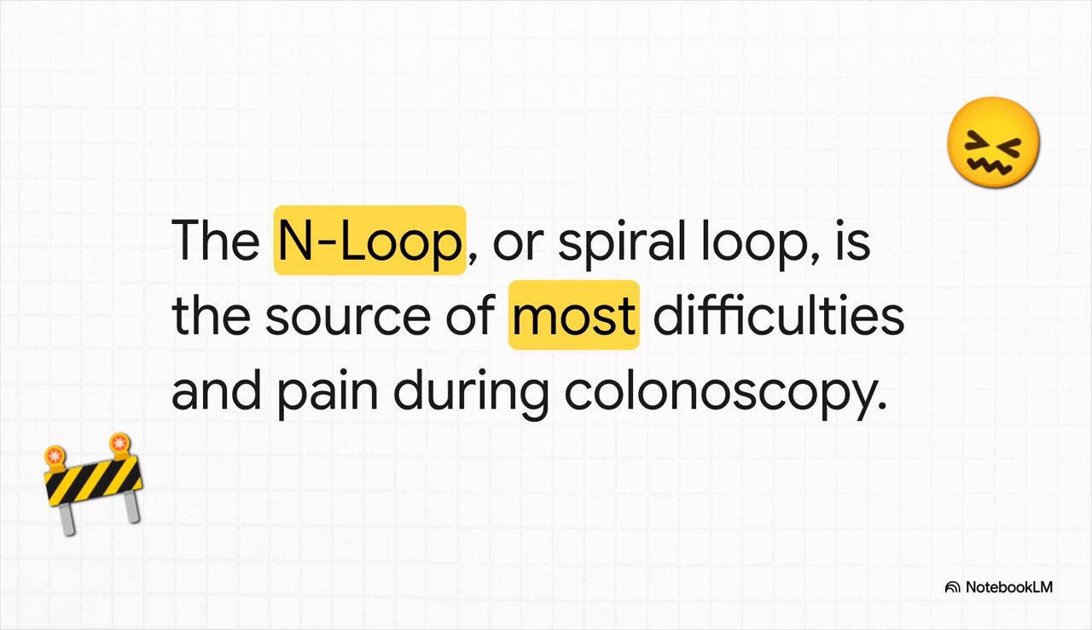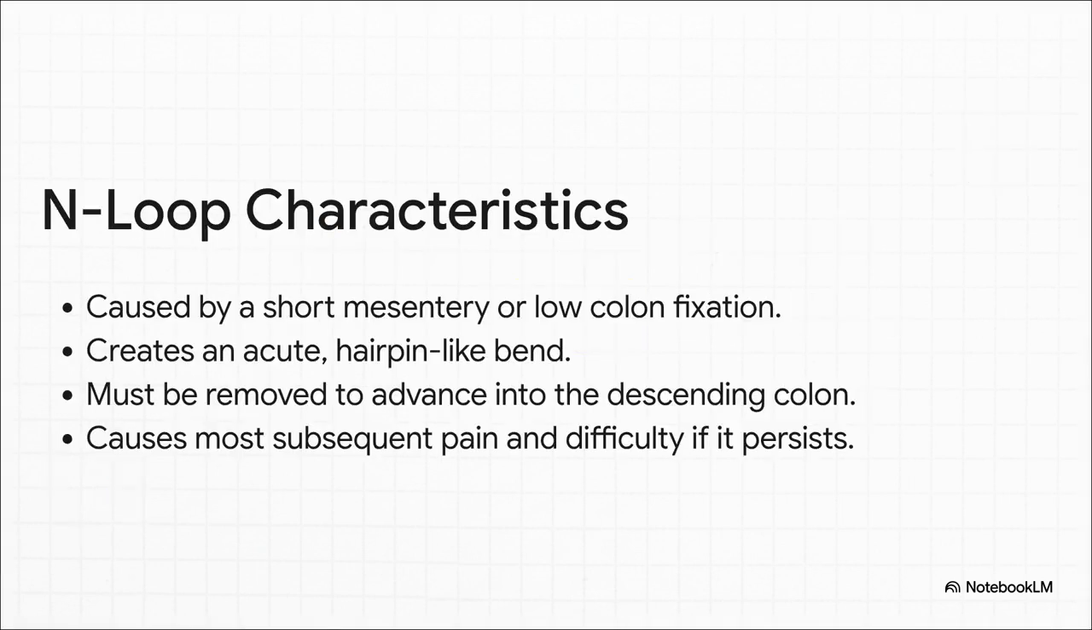This is the source of most of the headaches, the pain, and the frustration that can pop up during a colonoscopy. What's really interesting here is that the patient's own anatomy is what sets up this problem. Either they have a short mesentery or their descending colon is fixed really low in the pelvis. Either way, it forces the scope into this super sharp hairpin turn. And here's the critical part. Unlike other loops we're going to talk about, you have to get rid of this one. There's no pushing through it.